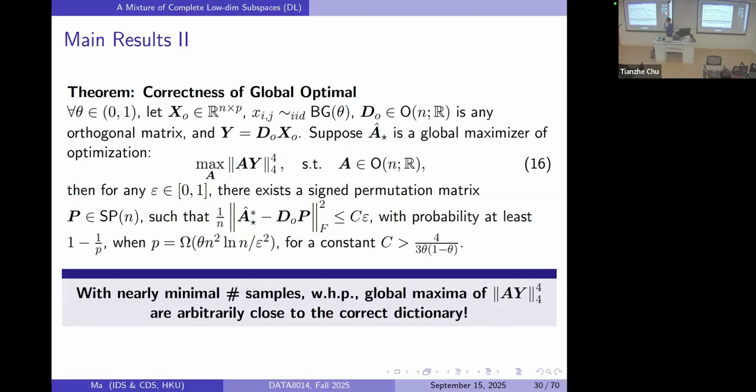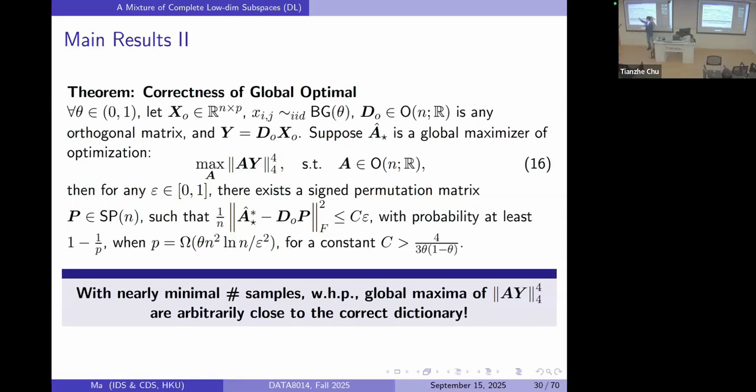With nearly minimal samples, with high probability, the global minima of this is close to the correct solution. Why is this minimal samples? N squared samples. How many unknowns do you have? N squared, right? That's an n by n matrix, so there are n squared unknowns, and you need at least n squared equations, right? So n squared is almost the smallest.